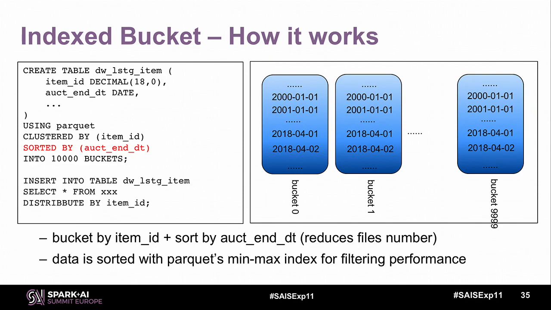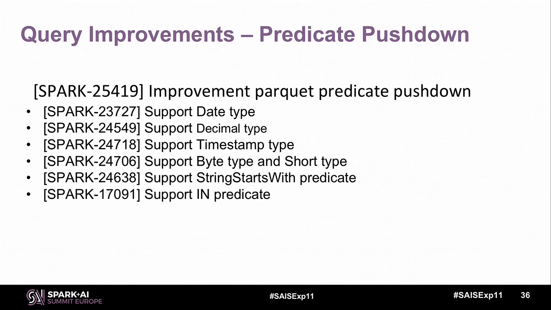So in each bucket file, data is sorted by action and date with Parquet's min-max index. That's why we named it indexed bucket. So when we filter on the action and date column, Parquet predicate pushdown can skip a lot of row groups. That is indexed bucket. In order to support indexed bucket, we enhanced the Parquet predicate pushdown and added a new feature to bucket join. We added date type, decimal type, timestamp type, byte type, and short type to support Parquet predicate pushdown. This enhancement can get great improvement and is already accepted by the community.